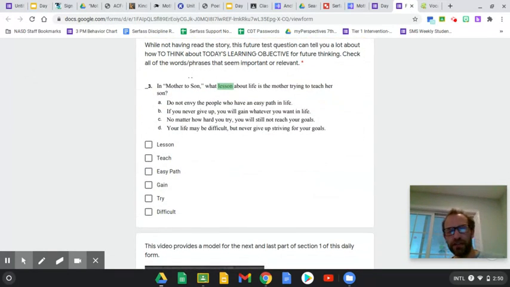Then I've got a little piece of the test. It gives you an idea how you might encounter answering questions about theme when you do get to the test. And in this one, it says, in Mother to Son, what lesson about life is the mother trying to teach her son? A, do not envy the people who have an easy path in life. B, if you never give up, you'll gain whatever you want in life.